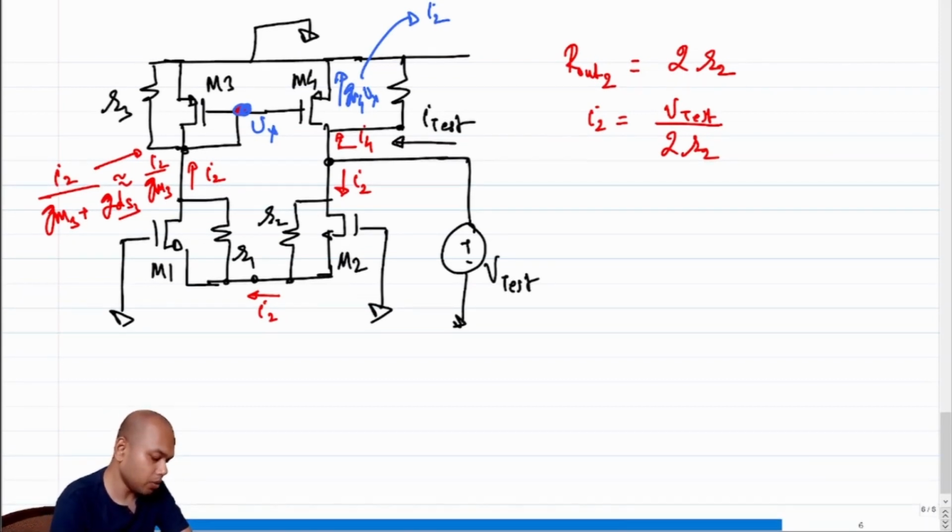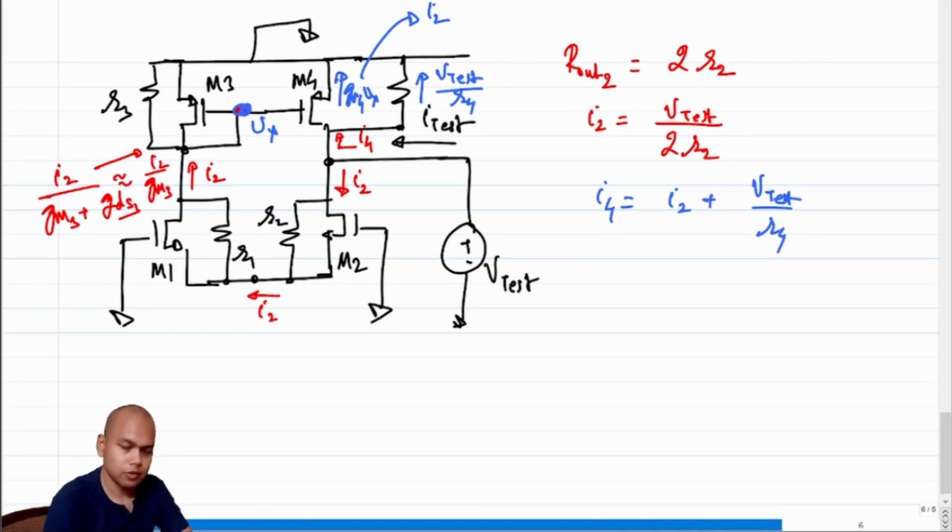So note that the I2 circulates back and it gets mirrored into the right branch and it flows on top also, right? Okay, what is the current through this resistance? That was R4, right? So this current is V test over R4, right? So what is I4? I4 is I2 plus V test over R4, correct?